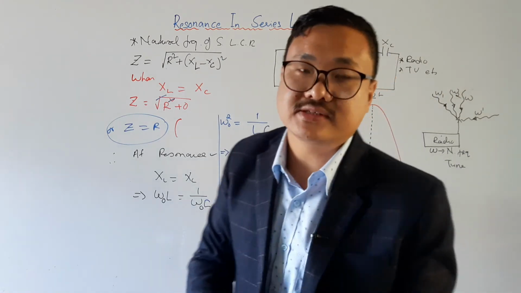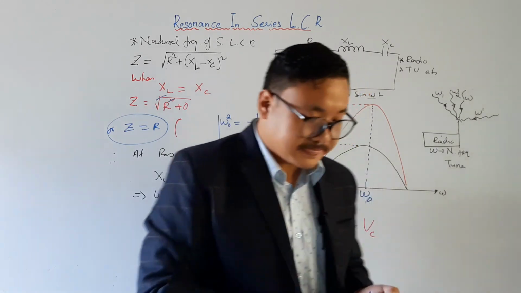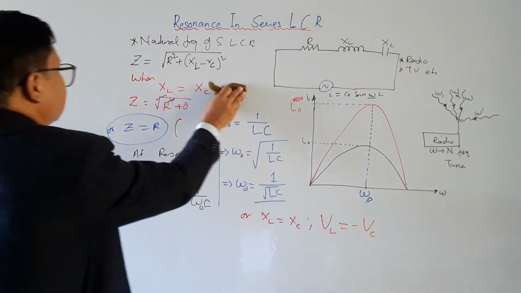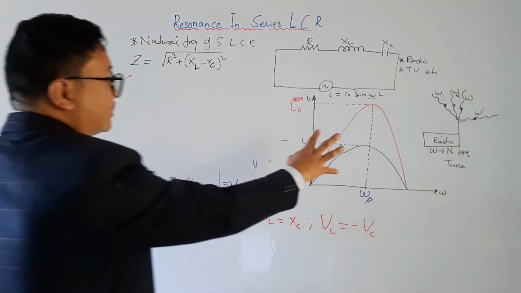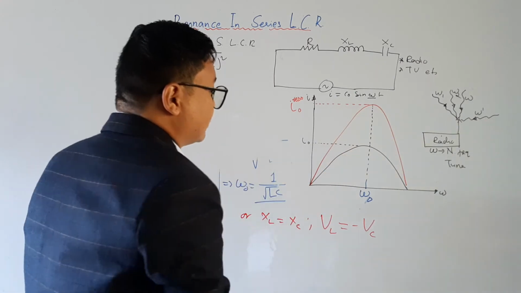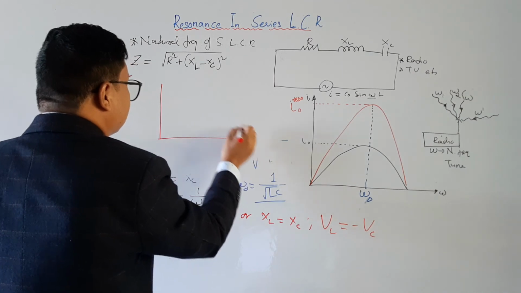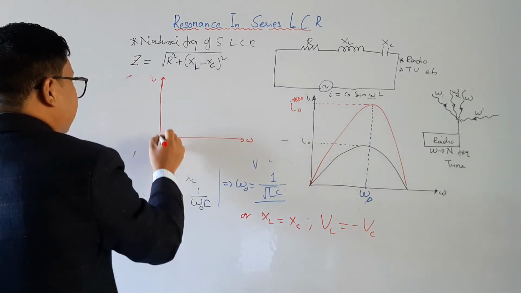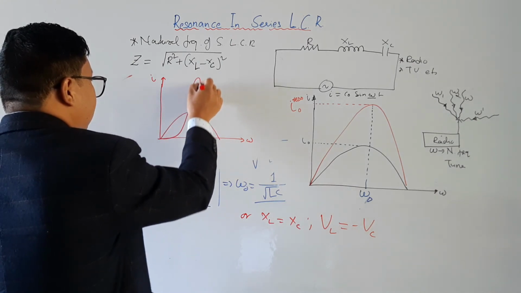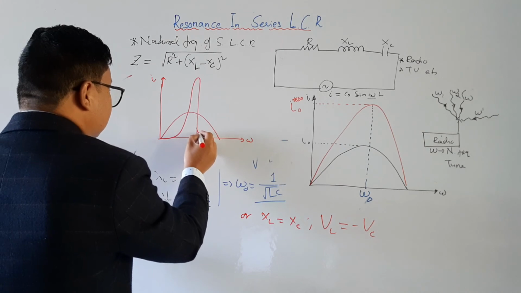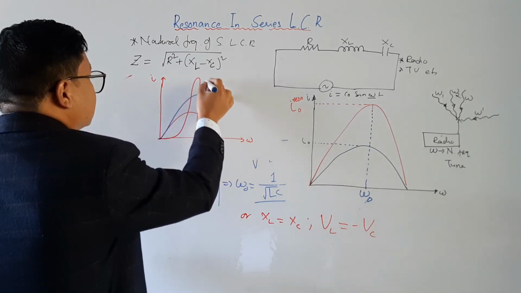So what happens in resonance? In resonance, the current will be very, very large. Now another thing I want to tell you is about this curve. This red is for resonance and this black is for not resonance. In some cases, this is omega and this is I, and the curve may look like this, or like this, or like this. All are in resonance. This is also resonance, this is also resonance.